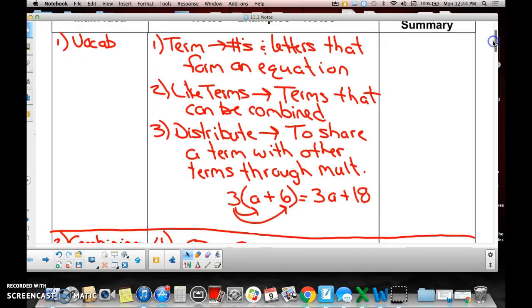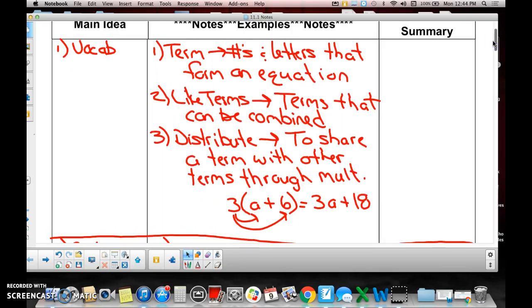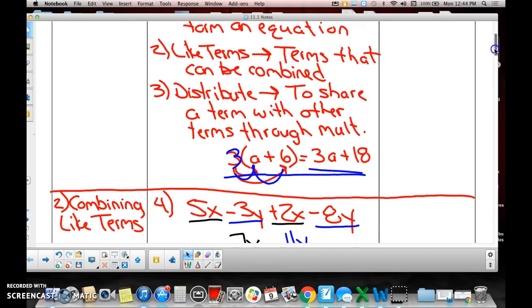Terms include letters or numbers from any sort of equation. And then to distribute means to what, Haley? Share a term with other terms. Okay, and this would be an example of distributing. You are multiplying the 3 through the entire set to get 3a plus 18. That should be something you're pretty comfortable with.